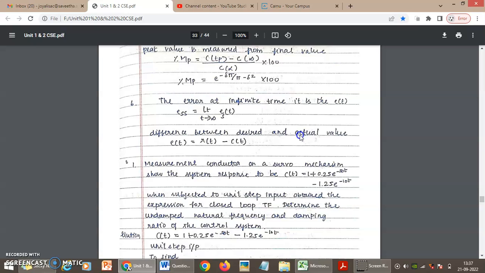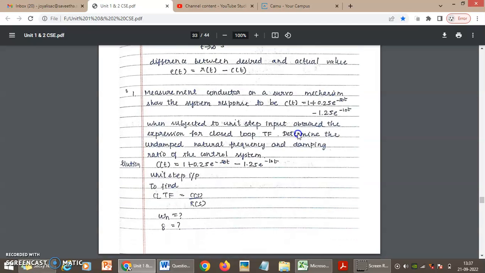Let me dictate a problem now. What is the problem? The measurement conducted on a servo mechanism showed the system response to be C of t equal to 1 plus 0.25 e power minus 50t minus 1.25 e power minus 10t, when subjected to unit step input. Obtain the expression for the closed loop transfer function. Determine the undamped natural frequency and damping ratio.